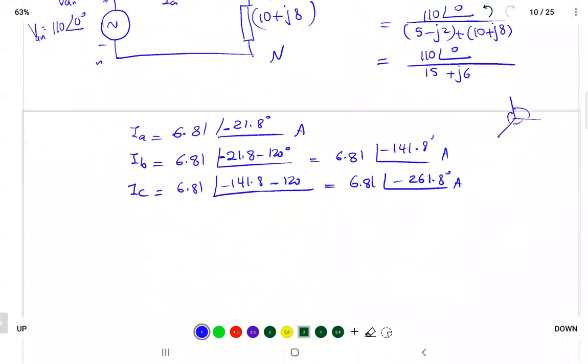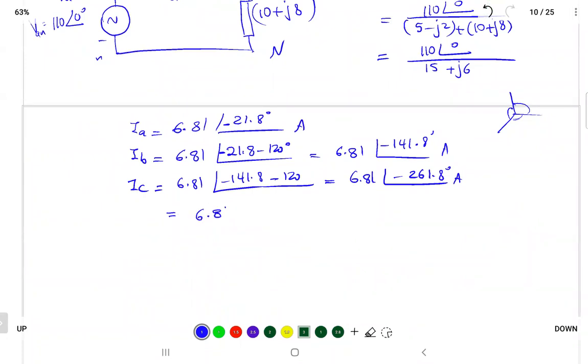So I will write it clearly here to understand how I got it. 6.81, and it's the same, negative 261.8 plus 360. And we'll get 6.81, and the angle is equal to 98.2 degrees. They don't like to have a negative angle more than negative 120, so don't make it more than that. Just the idea about it, so it is readable and easy. Okay, so that's how you solve the three phase.